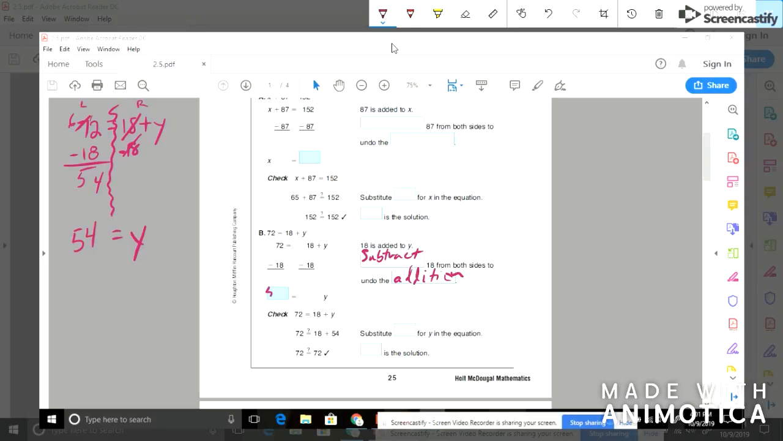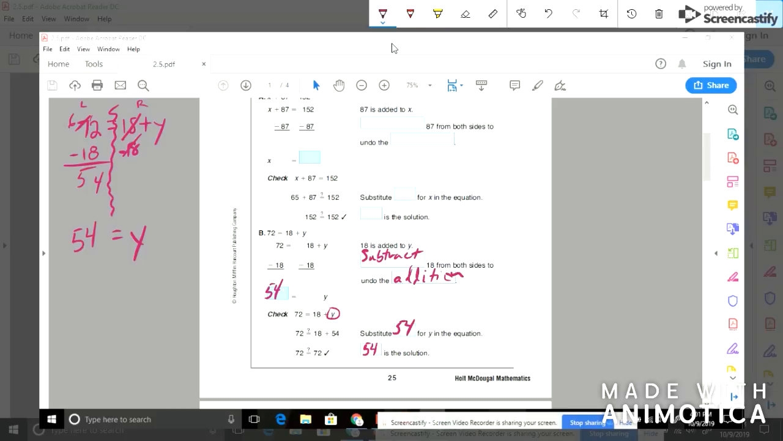Okay, let's check and see if that makes this equation true. Substitute in 54 for y. All right, so right here's y. I'd substitute in 54. 54 plus 18, does that give me 72? Yes, it does. So 54 is the solution.